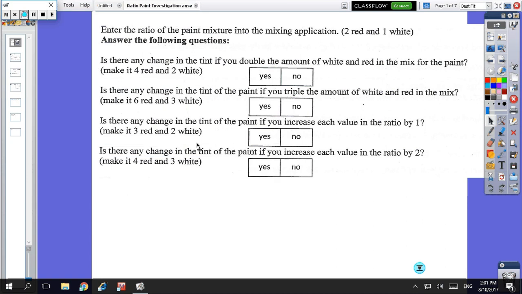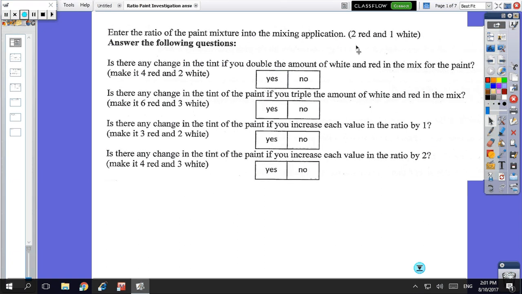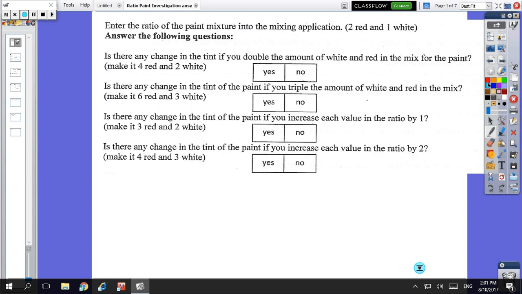Okay, so we're looking at the answers to the ratio investigation you did some time ago. I'm just looking at the main questions, the main work that had numbers to do with it. This first one, you started with the ratio of 2 to 3 and then you had to double it.